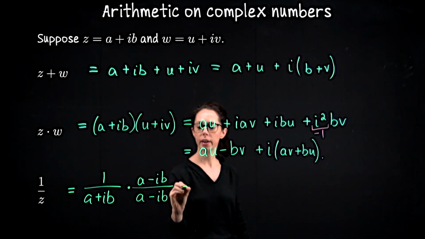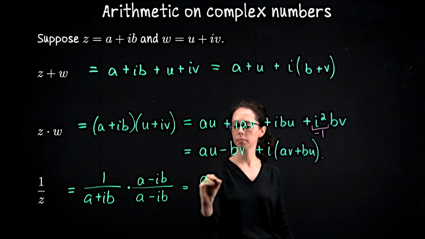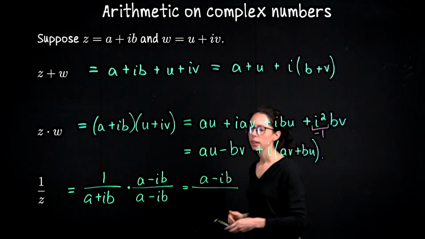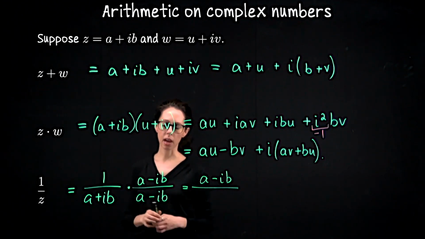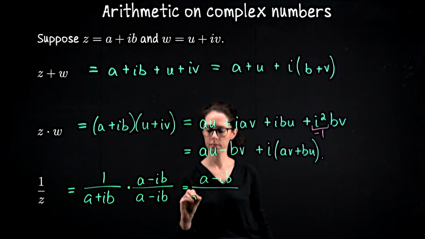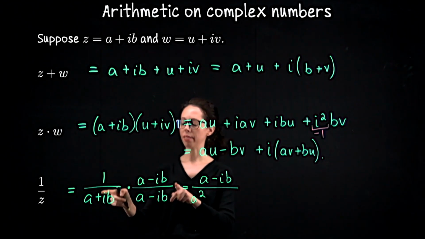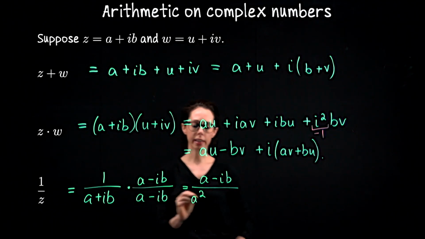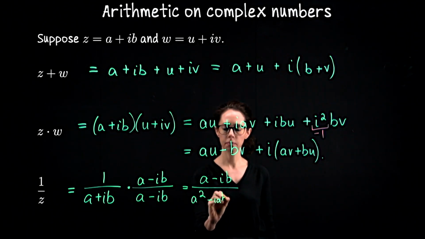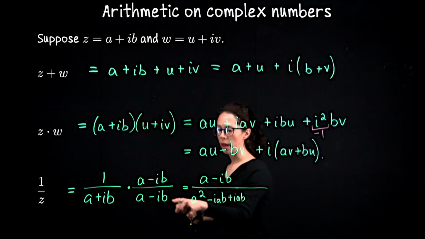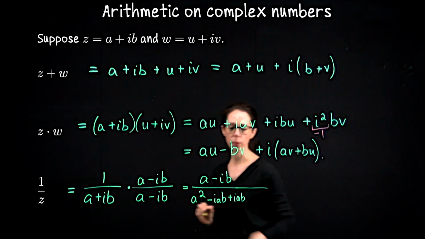Now across the numerator, we get a minus ib. When I multiply this denominator by its complex conjugate, watch what happens. We'll have a squared. Then we will have minus iab plus iab. So those are actually going to cancel. I'll write them out and then we'll cancel them. And then we will have minus i squared b squared.